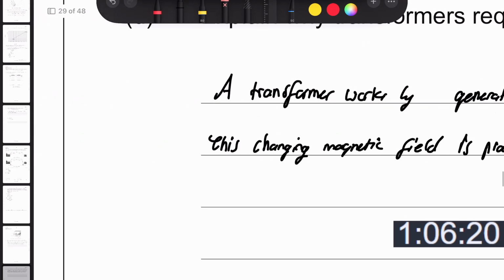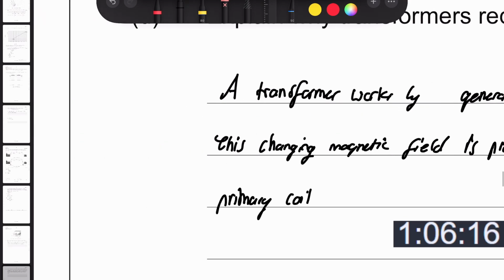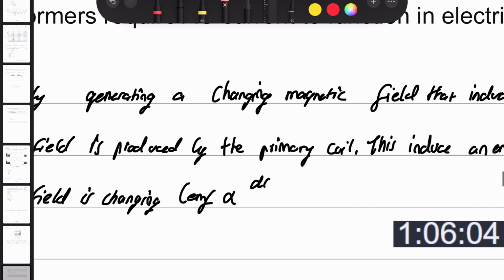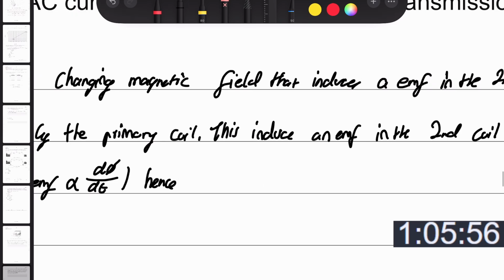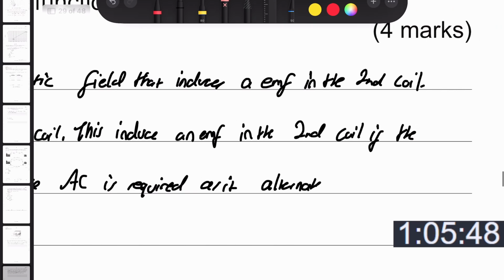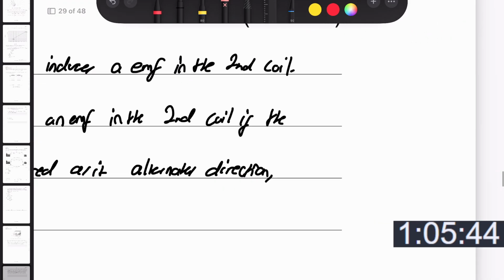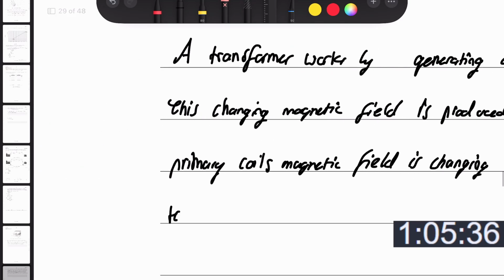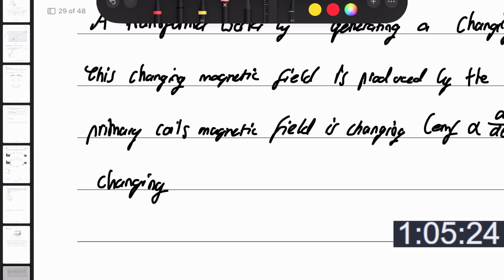If the primary coil's magnetic field is changing, let's say EMF is proportional to dΦ/dt, hence AC is required, as it alternates direction, constantly changing the magnetic field.